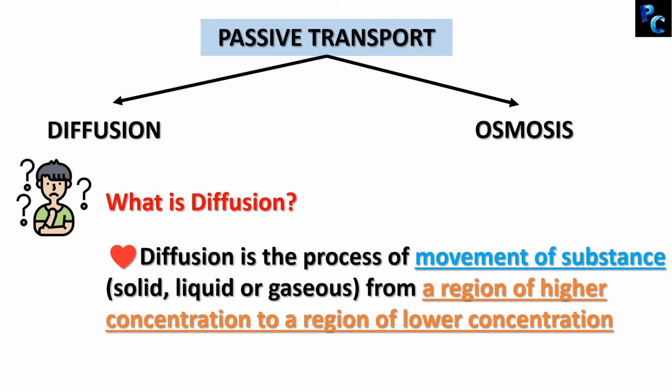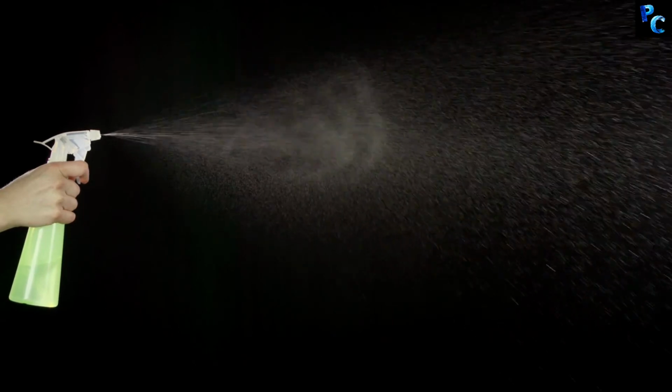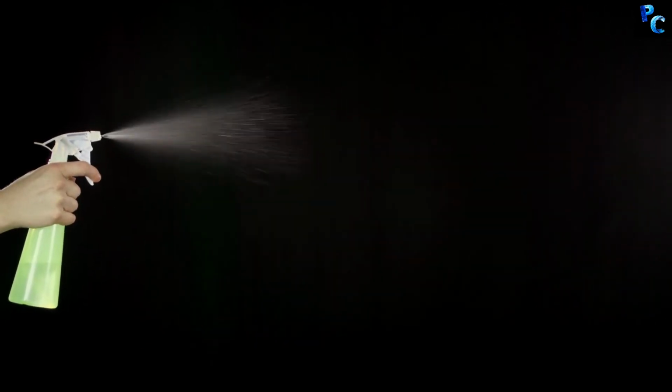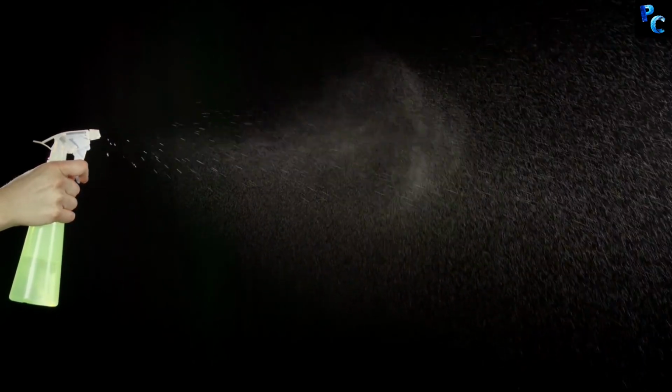Let's put some ink in a glass of water. First, the ink will be concentrated in one region and slowly it will move through the whole glass of water and we will see a uniform color. So here the movement of ink occurs from a region of higher concentration to a region of lower concentration for ink. Again, if we spray some room freshener in one part of the room, slowly the whole room will have the smell. So the scent has moved from one place where it is in higher concentration to other parts of the room where it is in low concentration or zero concentration.